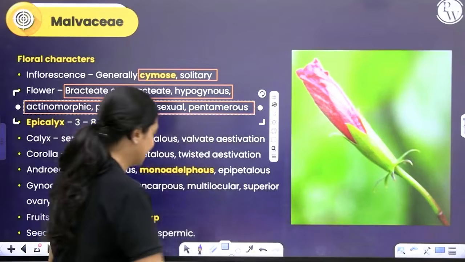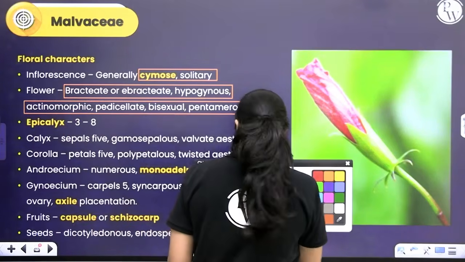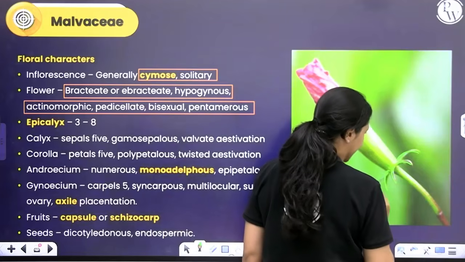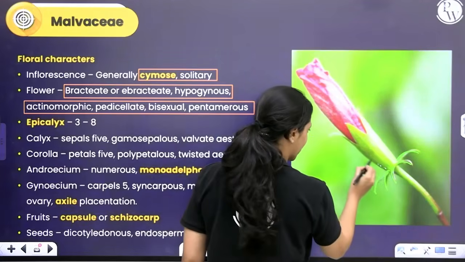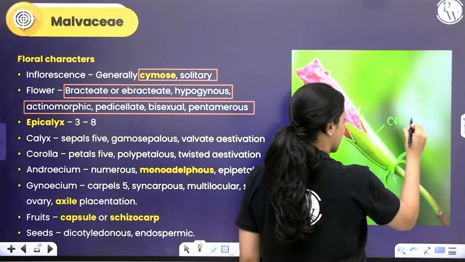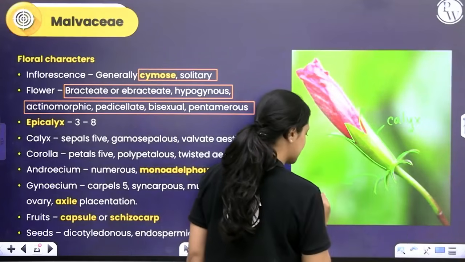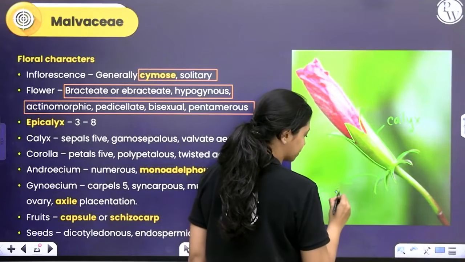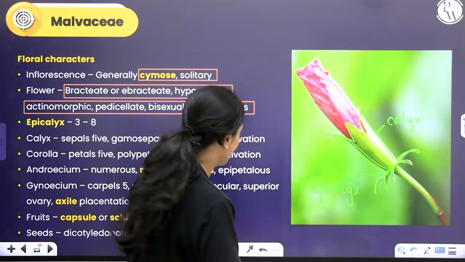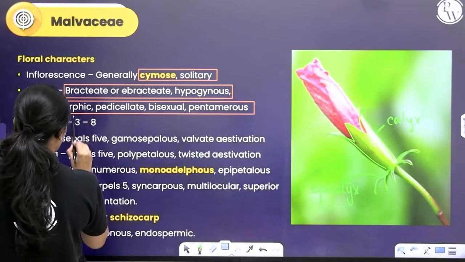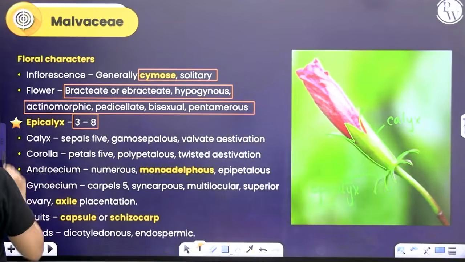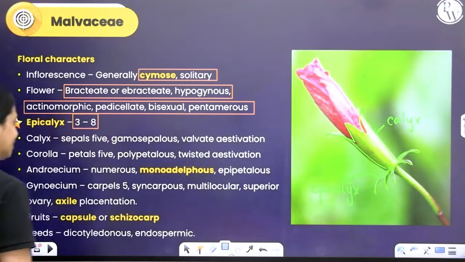Here in this family, along with the calyx, you have something called epicalyx. What I'm highlighting here right now is epicalyx. What you're looking at here is calyx. Okay, so this epicalyx lies below the calyx and its number varies from one species to another between 3 and 8. So this is one characteristic feature that you could remember about Malvaceae family.